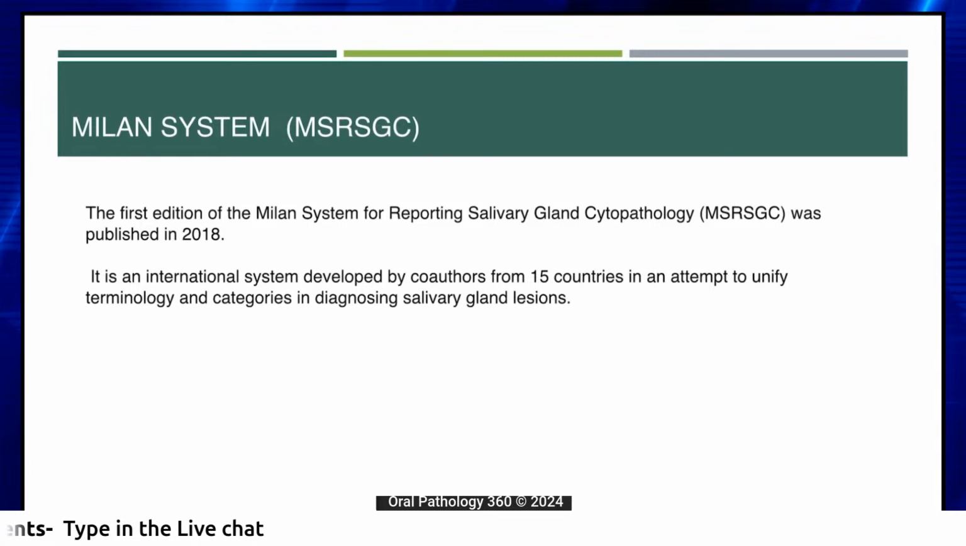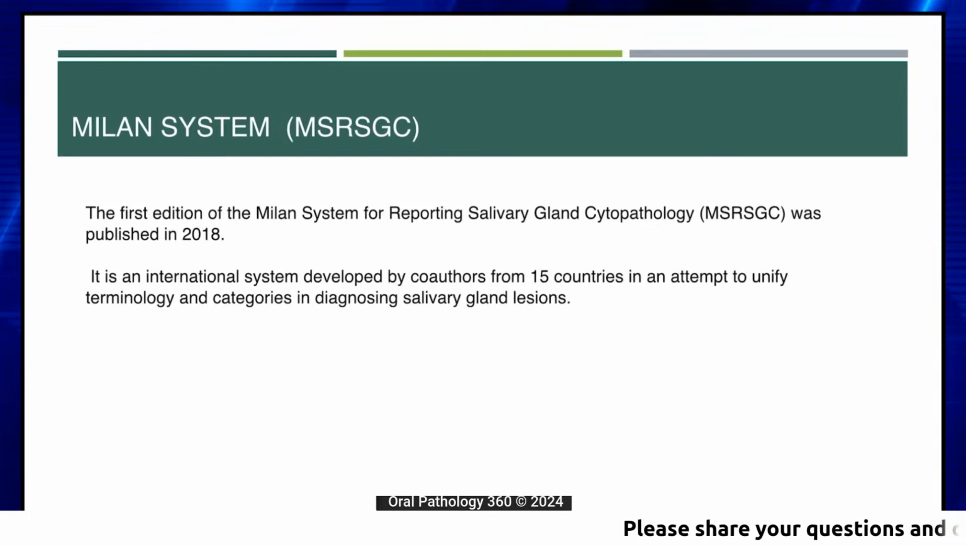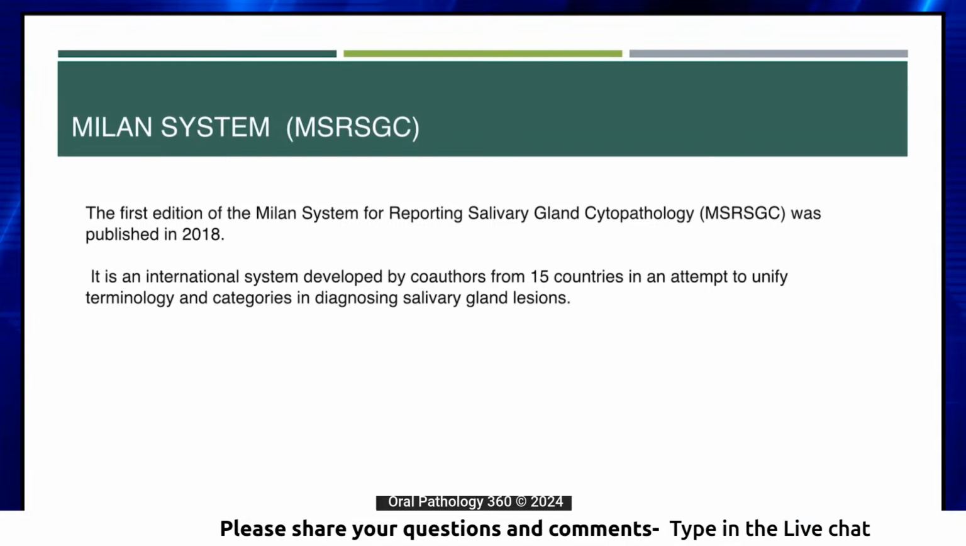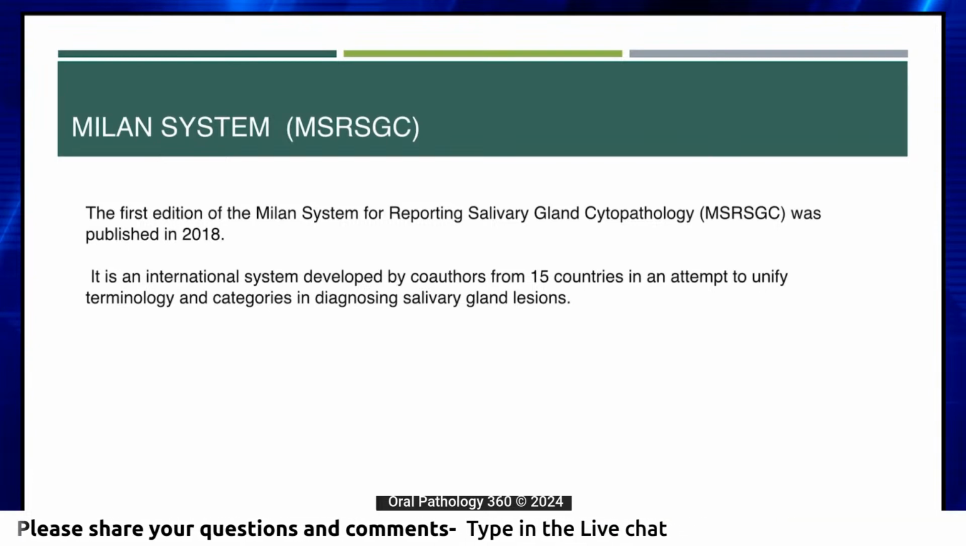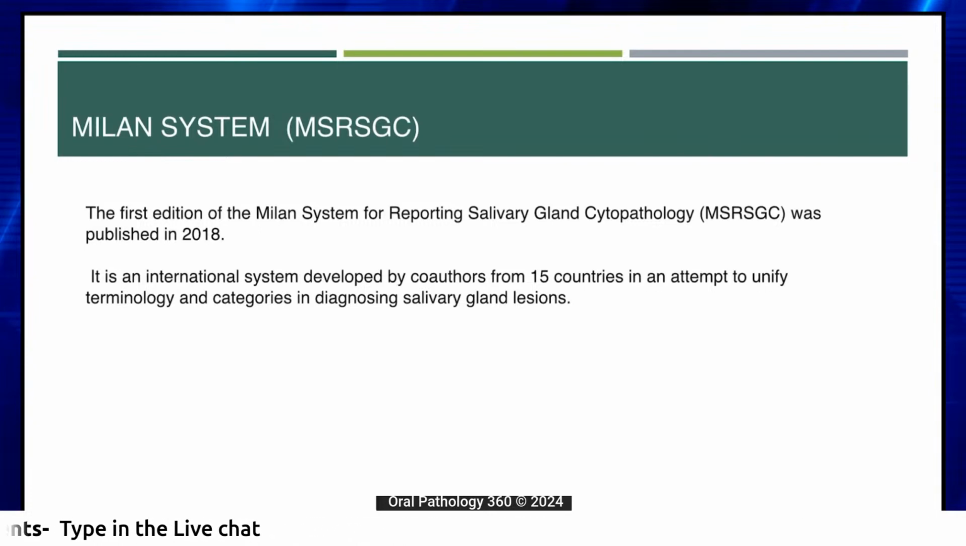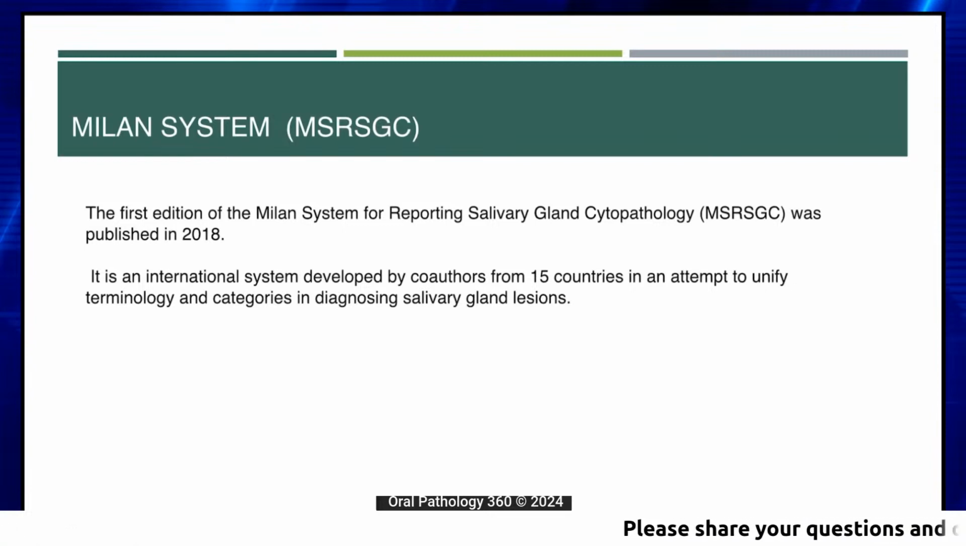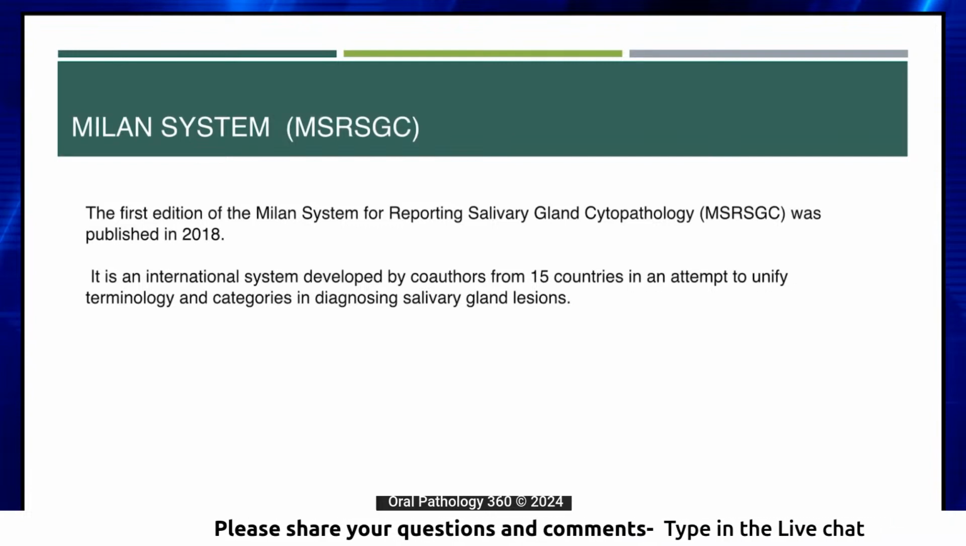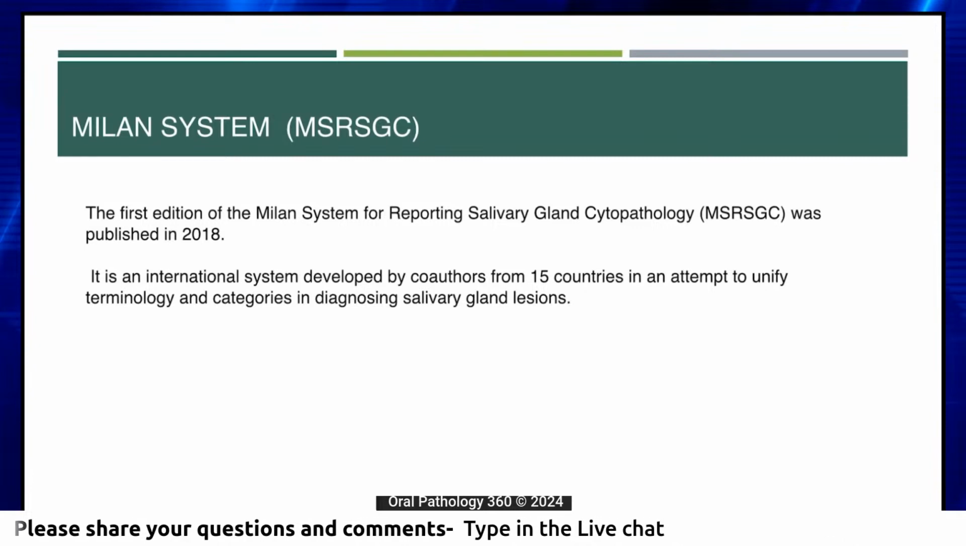And now let's explore the Milan system for reporting salivary gland cytopathology, or MSRSGC, a global initiative aimed at standardizing the diagnosis of salivary gland lesions. The Milan system, introduced in 2018, is an international system developed by co-authors from 15 countries. Its purpose is to establish a common language and set of categories for diagnosing salivary gland lesions.